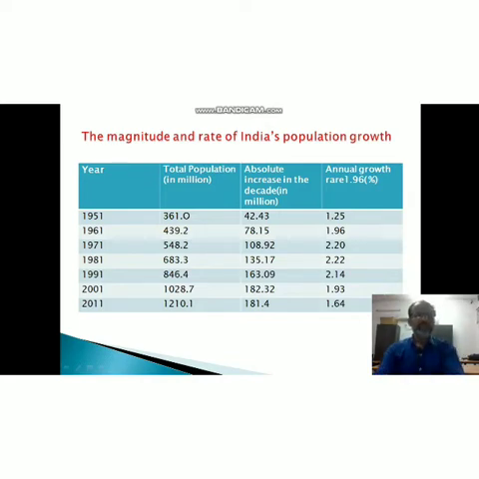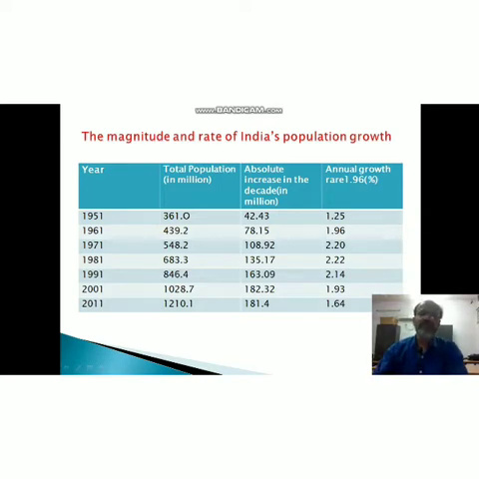In 1961, the population is 439.2 million, and the absolute increase is 78.15 million. The annual growth is 1.96. If you see, in 2001 the total population is 1028.7 million. The absolute increase in the decade is 182.32. The annual growth rate is 1.93.